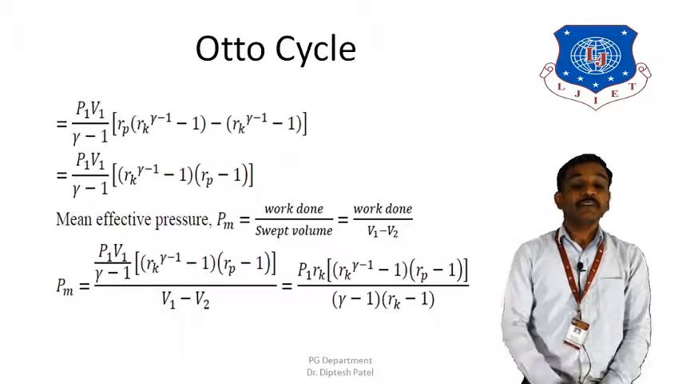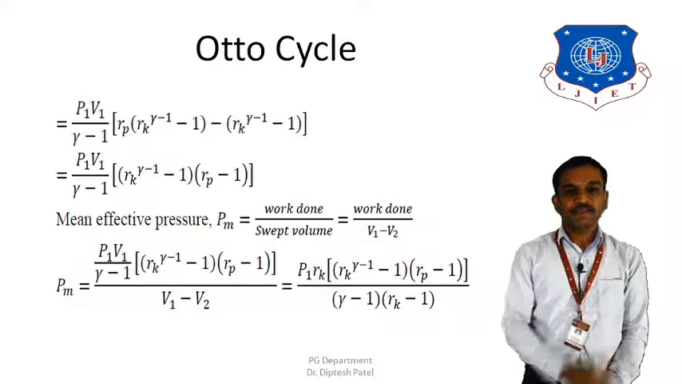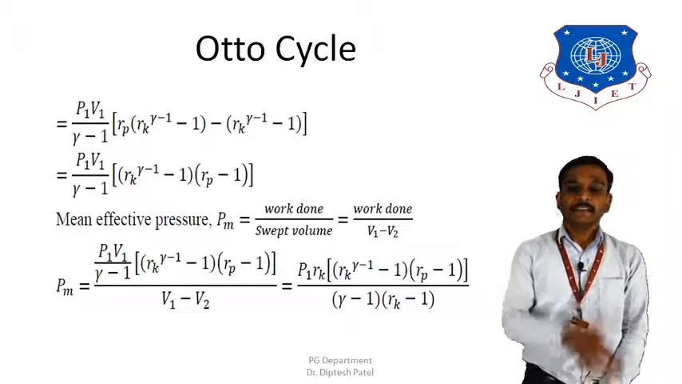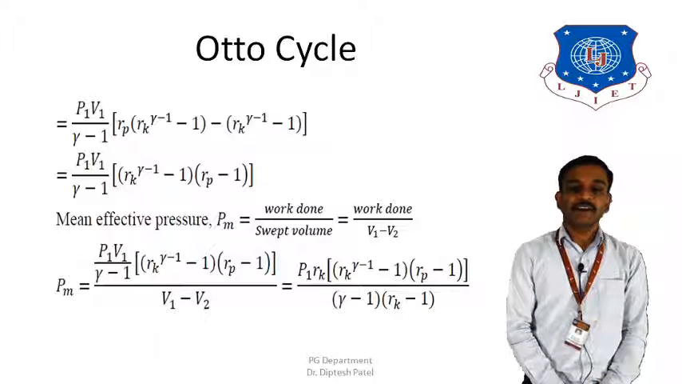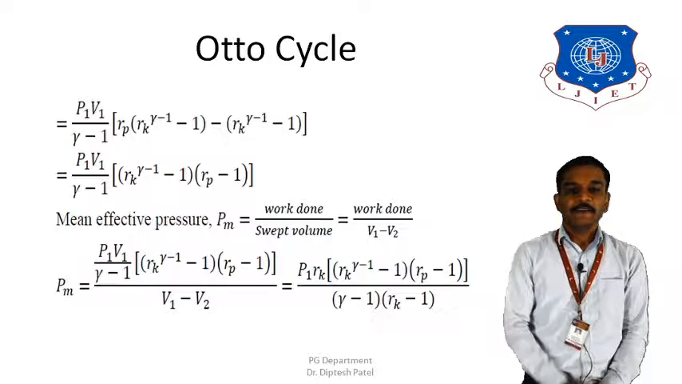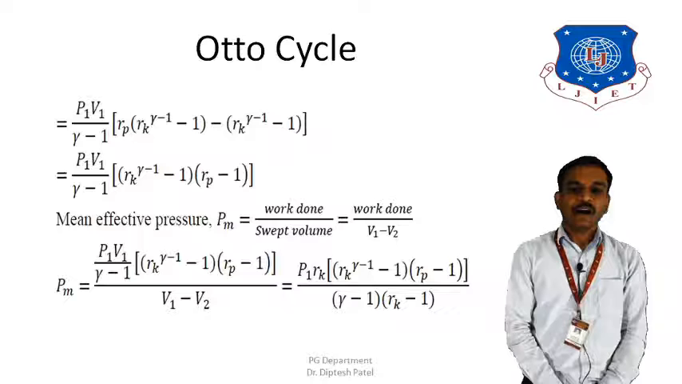Now let's move forward for the mean effective pressure. Mean effective pressure PM is equal to work done divided by swept volume. We know that it's work done divided by swept volume, and swept volume is V1 minus V2. So the mean effective pressure can be P1V1/(gamma - 1) into (Rk^(gamma-1) - 1)(Rp - 1) divided by V1 upon V2.